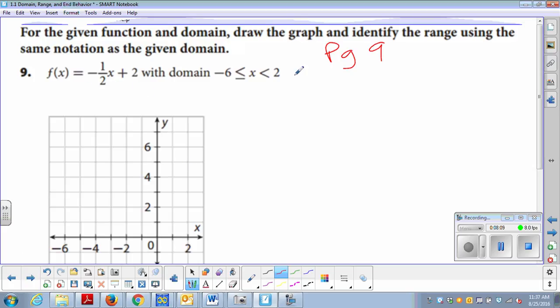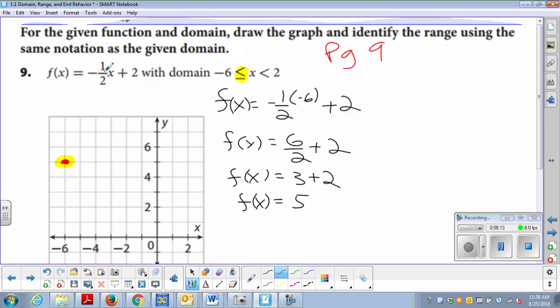So the first thing I want to do is plug in this negative 6 into our function. So negative 6 times a negative 1/2 is going to give me a positive 3. And the positive 3 plus 2 is going to give me 5. So my first point is going to be negative 6, positive 5. So I go over 6 and up 5, and I put a closed in dot.